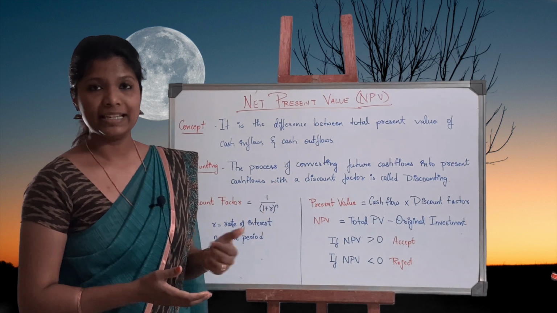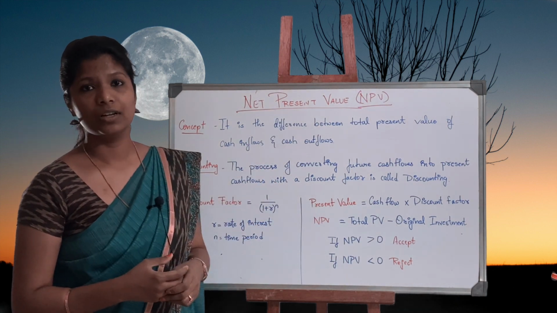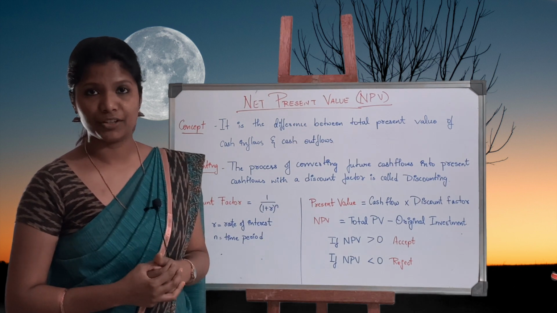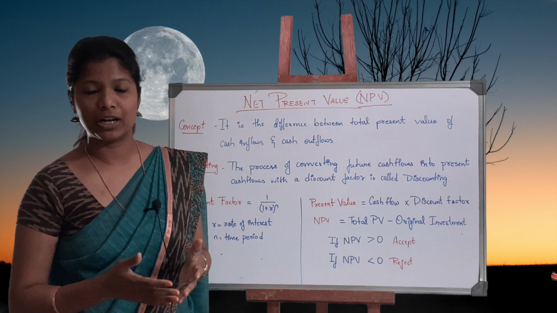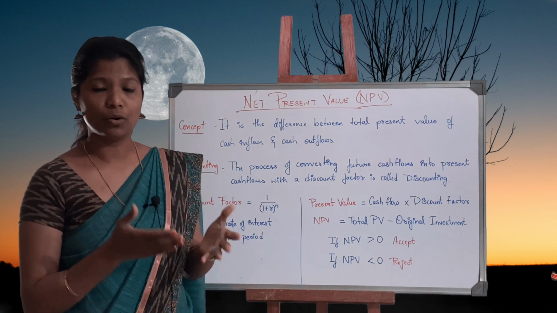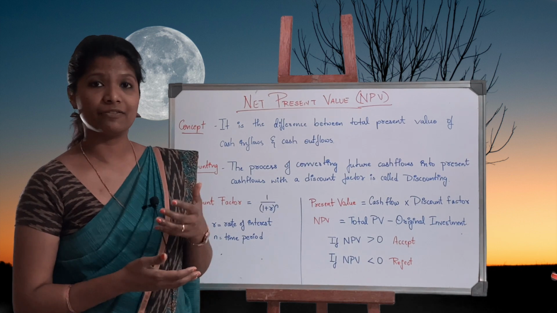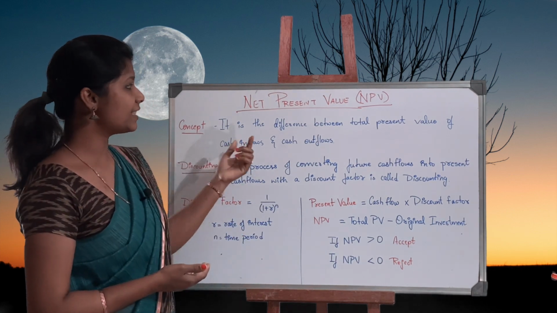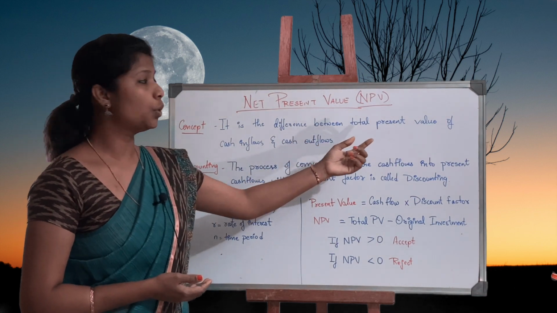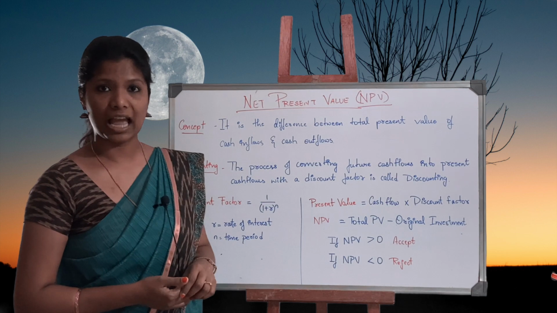So our next topic is net present value. We have heard about the word present value in our second chapter, time value of money, correct? There we have studied present value and future value concepts, right? The whole concept of net present value is to know the value of the future cash flows today. It is the difference between the total present value of cash inflows and cash outflows.